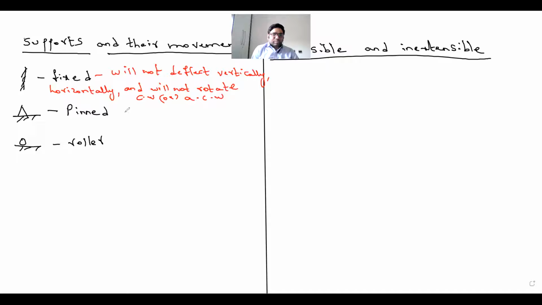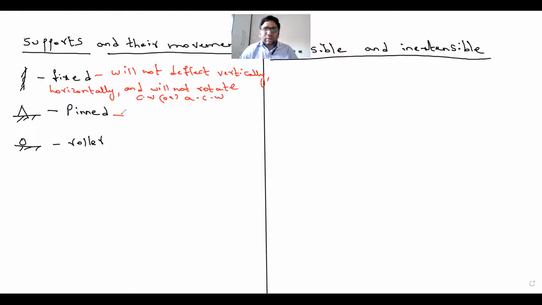Now let us come to pinned. Pinned is a realistic example. If we take a pinned support, what are the reactions that we have? Vertical reaction and horizontal reaction, isn't it? Will it have any moment? No, it will not have any moment. But if you take a pinned support, take the example of a door hinge.